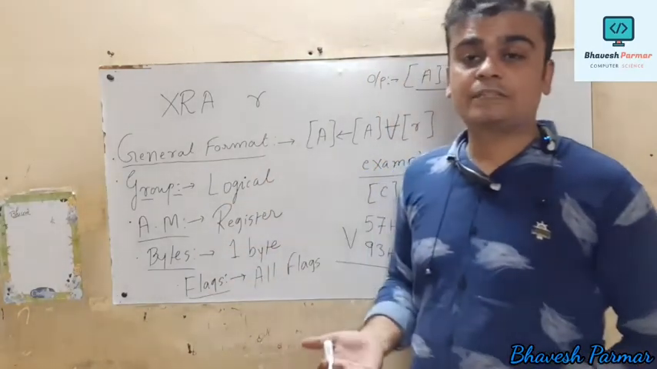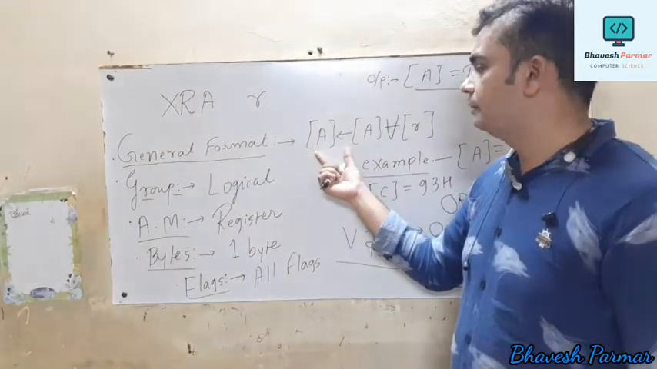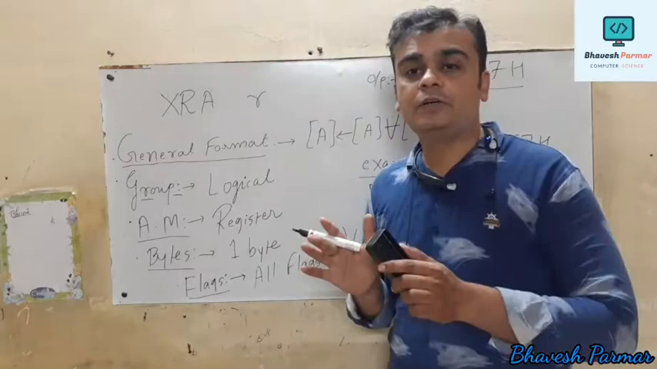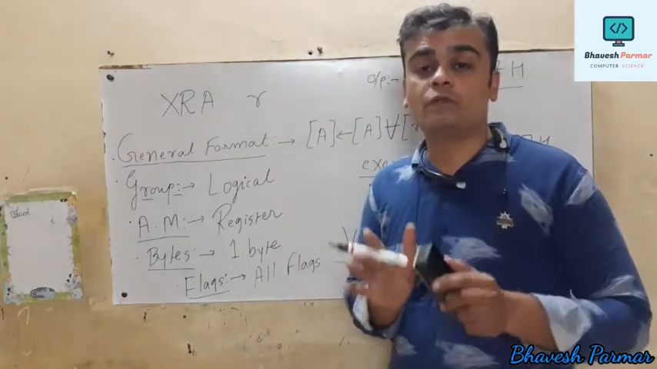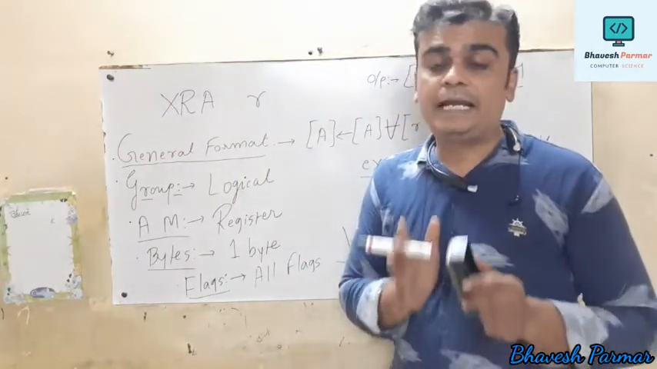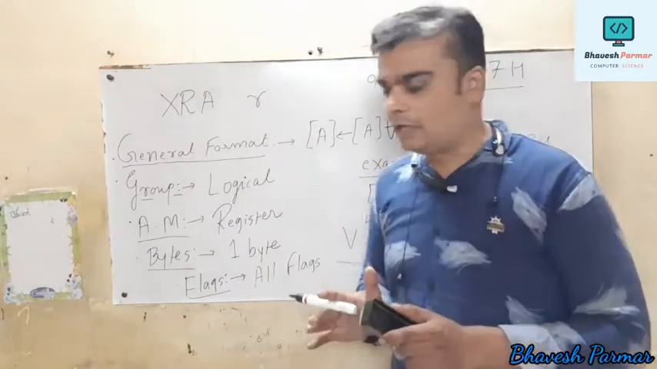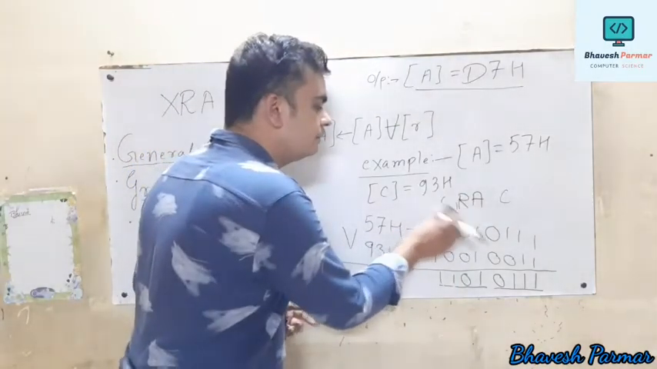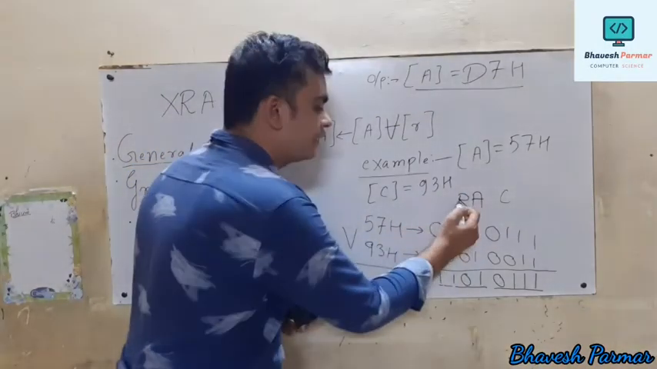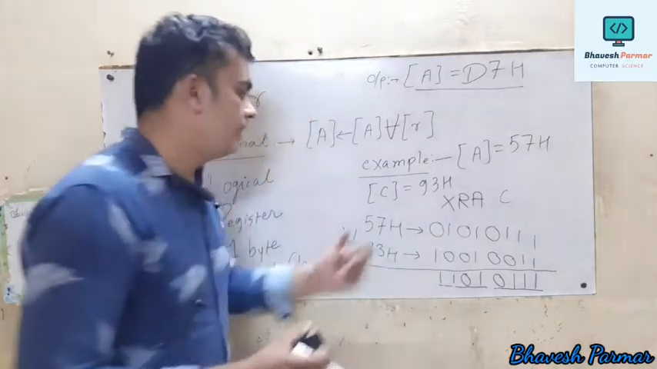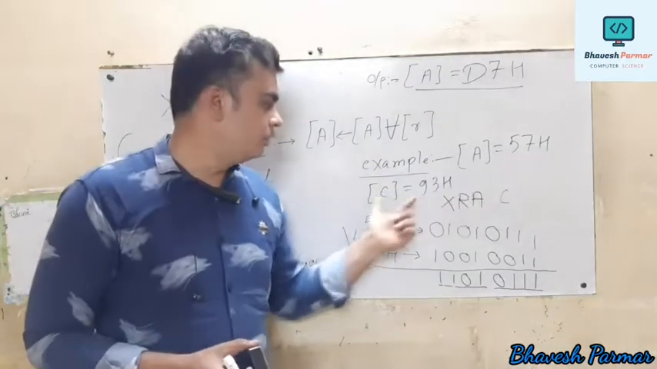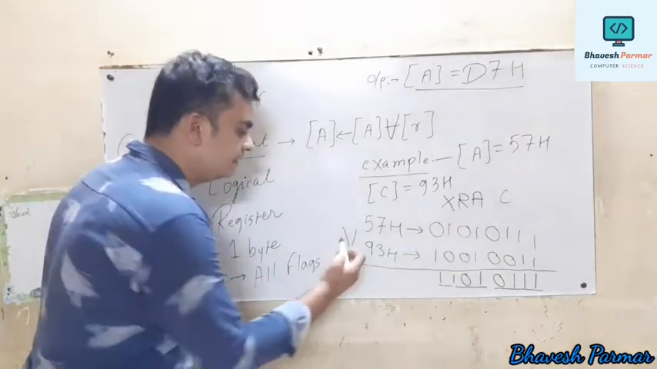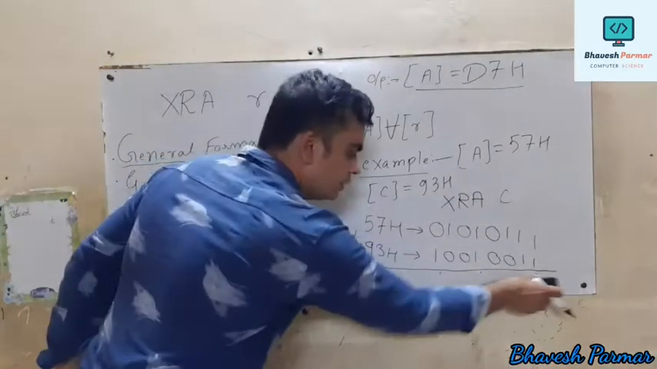And if we write down the explanation, the explanation always depends on the general format. So when this instruction is executed by the microprocessor, the content of the register performs the exclusive OR operation with the accumulator and the result will be stored in the accumulator itself. Now guys, let me take the same example. Then what happens? What will be its effect on the flag register and what will be its effect on the answer? So if I take the same example, content of A is equal to 57H, C is equal to 93H, XRA C, and here we are using the exclusive OR operation.